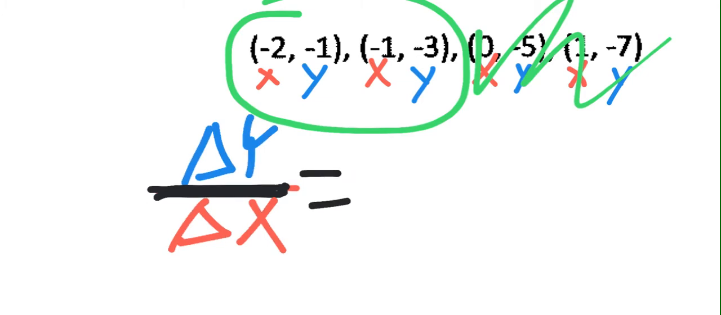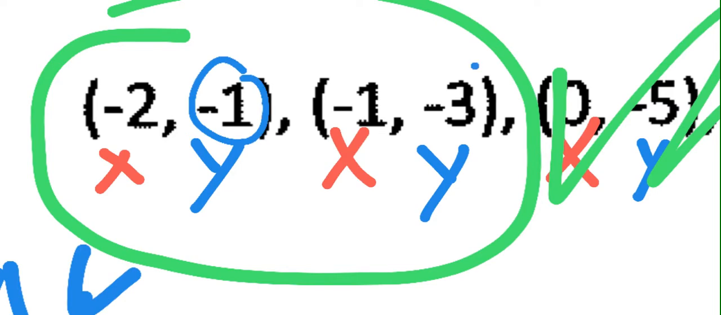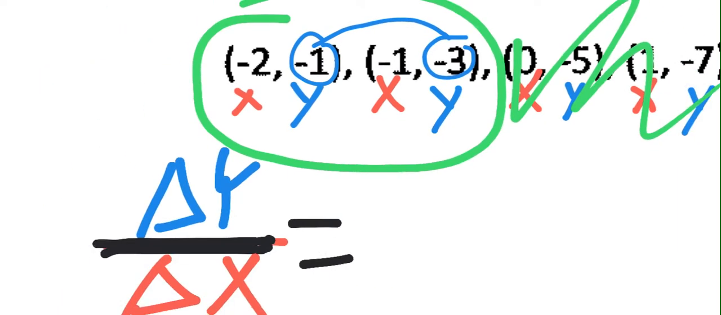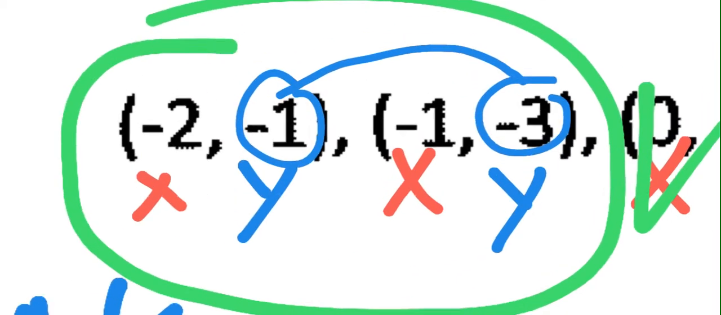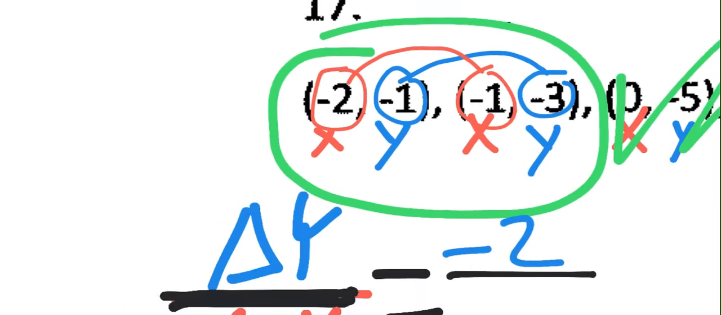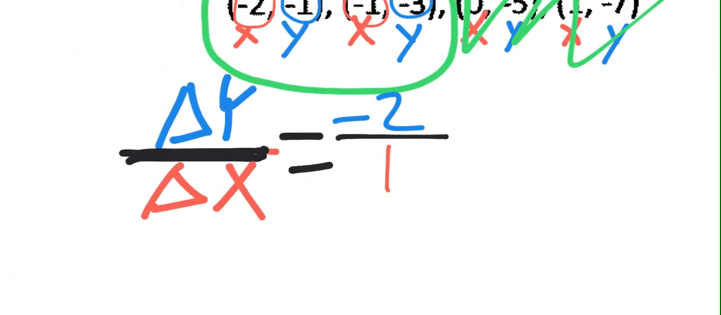To figure this out, I'm going to look at my y's first, from this y to that y, from -1 to -3. We have gone down 2. So my y has changed by -2. For my x, to go from here to here, from -2 to -1, we have gone up 1 spot. So my slope on this one is going to be -2.